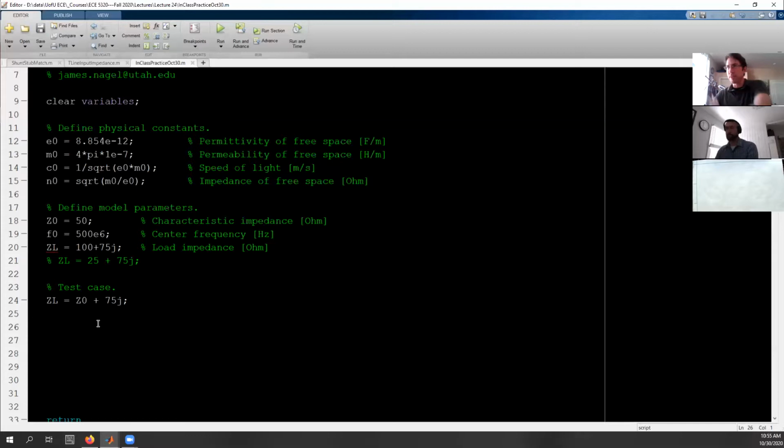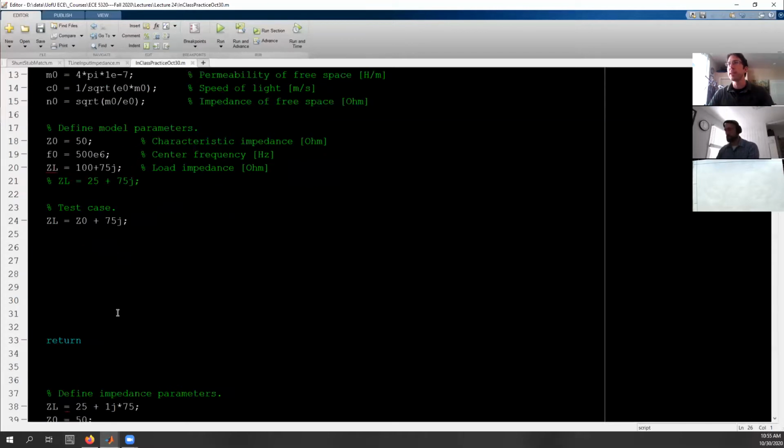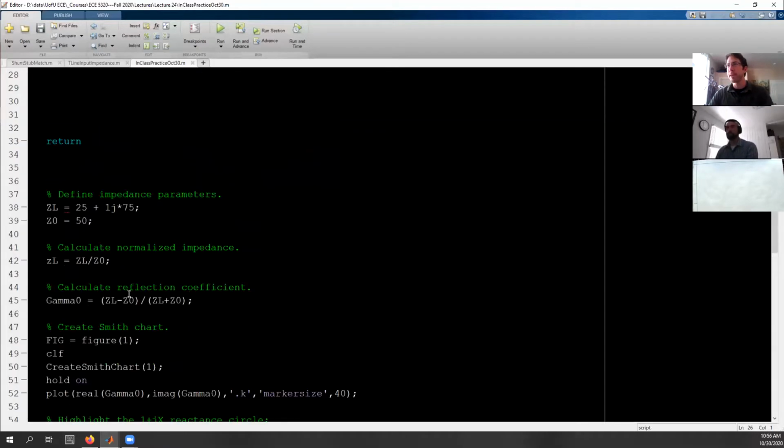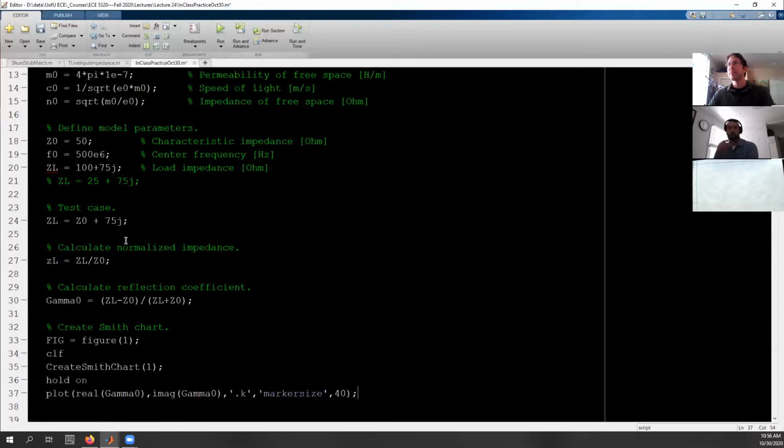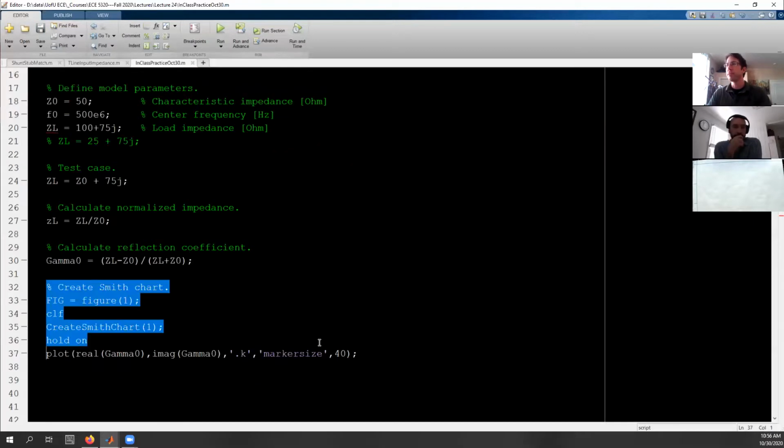So first things first, I'm going to copy and paste a little bit here. These guys here. So first, you calculate the normalized load impedance, Z sub L. So this will be a nice comparison with the Smith chart here. And then we're going to calculate the reflection coefficient, the default gamma. And then we'll draw the Smith chart. So remember, we created this little function called create Smith chart. So we won't even draw anything on.